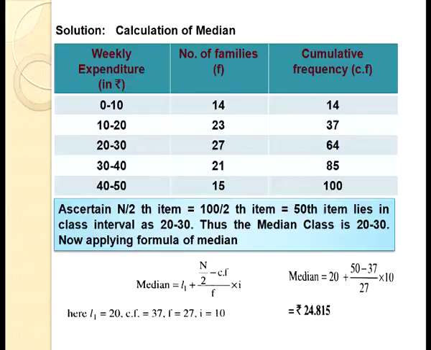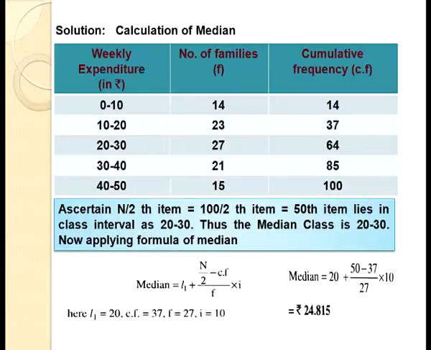So it would be 14, 14 plus 23 comes to 37, 37 plus 27 comes to 64, 64 plus 21 comes to 85, 85 plus 15 comes to 100. And students, we need to cross check that the sum of the frequency must also be 100. Once we have computed cumulative frequency, we will ascertain the value of n by 2th item. Over here, n is the total number of observations, that comes to 100. 100 divided by 2 comes to the 50th item.